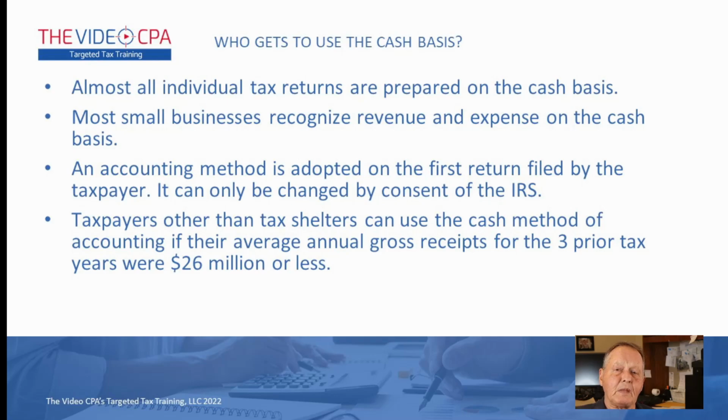But taxpayers other than tax shelters can use the cash method of accounting if their average annual gross receipts for the prior 3 years are equal to or under $26 million. Okay. Now you can see that's a big number for most small business owners, and so as long as your gross receipts are under that, you can use the cash method if you want to. All right. And that goes with C corporations too. C corporations are usually required to use the cash method.